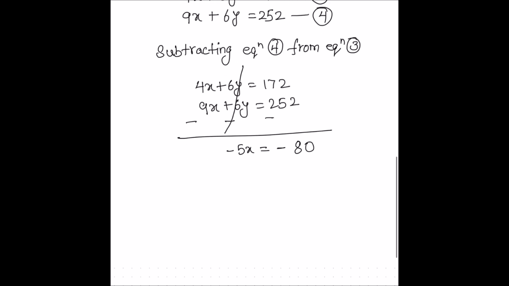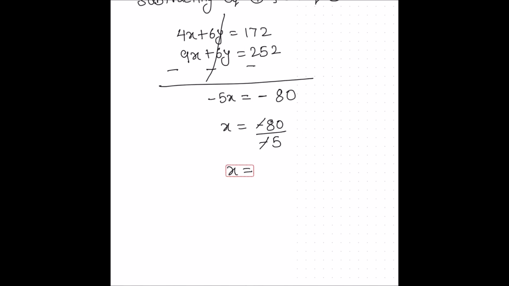To find the value of x, we'll transpose 5 to the right hand side. So x will be negative 80 divided by negative 5, or x equals, so 5 times 16 is 80. So x is 16. That means the cost of one pen is 16. Let's find the cost of notebook.